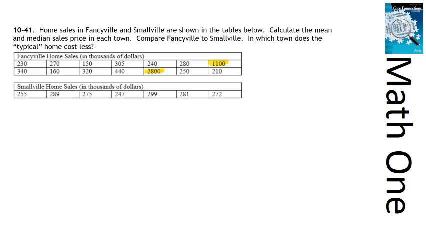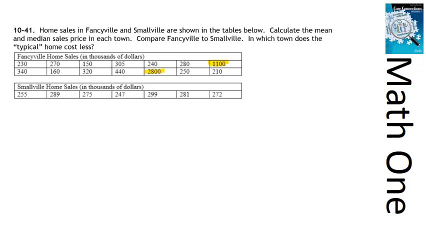So the 2,800 is $2.8 million, and those are some expensive houses, because you've got to tack 3 zeros onto the end of those. But just be aware that those outliers would be pulling the mean up higher in Fancyville than it probably should be, because I think the median is probably the one that's more towards the center there.